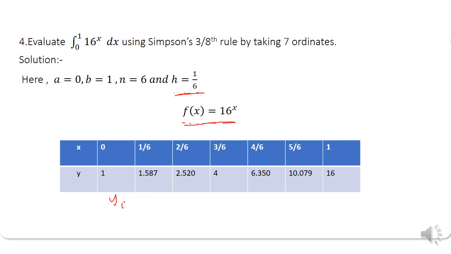y0 is 1. 1.587 is our y1. 2.520 is our y2. 4 is our y3. 6.350 is our y4. 10.079 is our y5. And 16 is our y6.